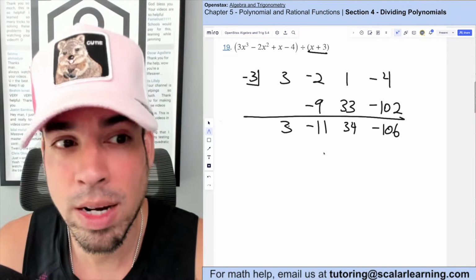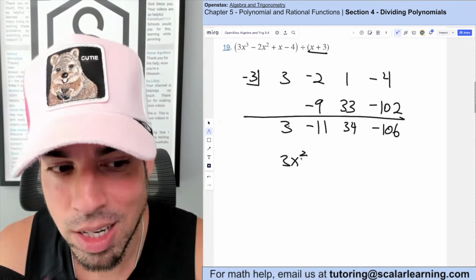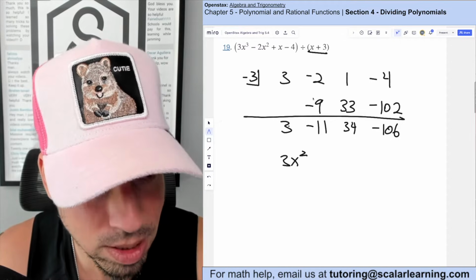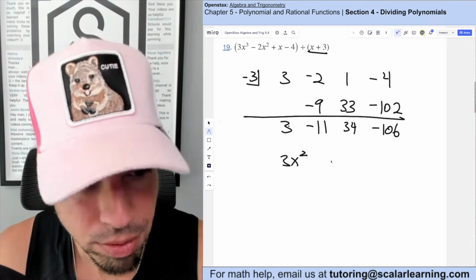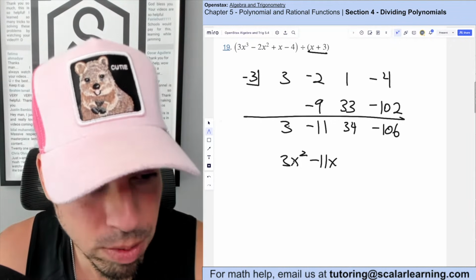So now as we write our final answer, we get 3x squared. Why am I choosing x squared? Because the greatest degree here was x cubed, so we're dropping it down by 1, right? That makes sense because we're dividing by an x. So we have 3x squared minus 11x, right? And we drop it 1 degree from this, so x squared.